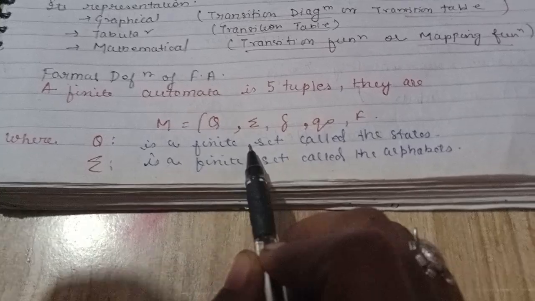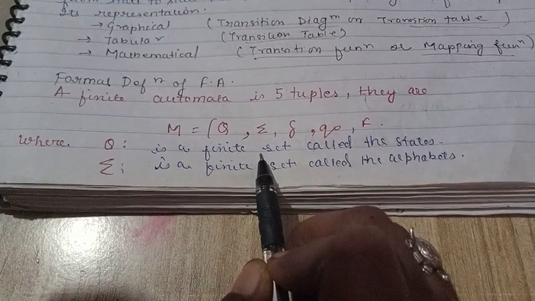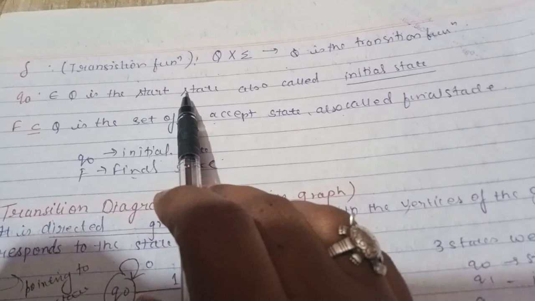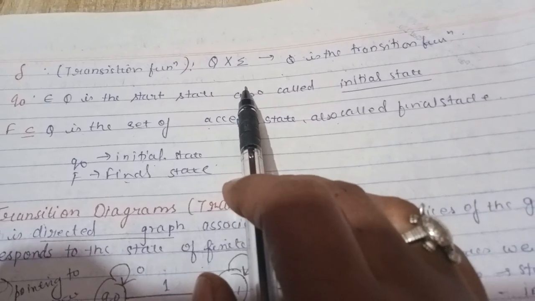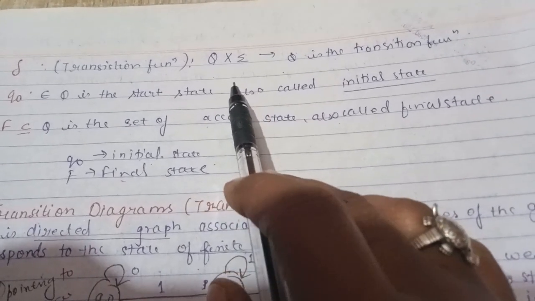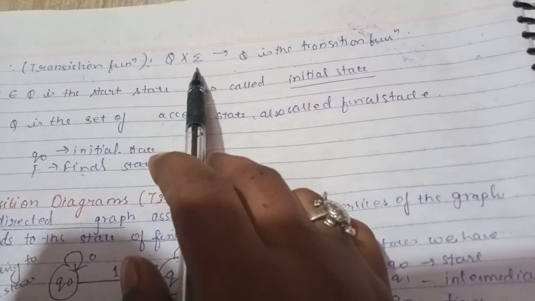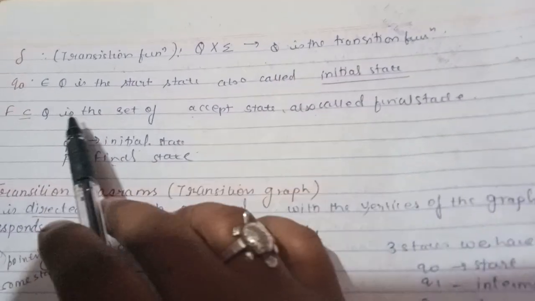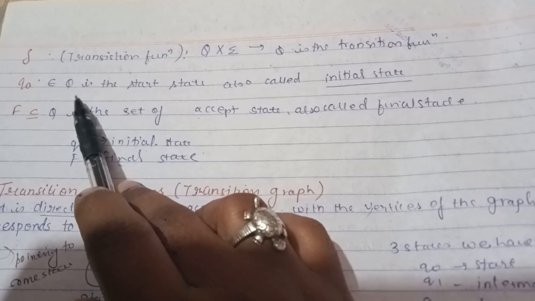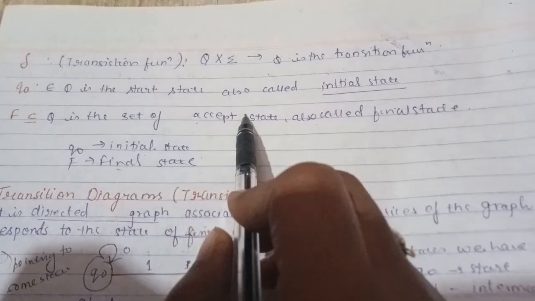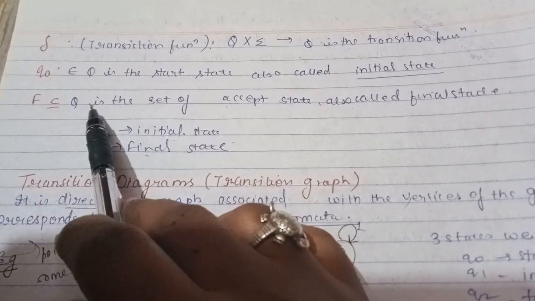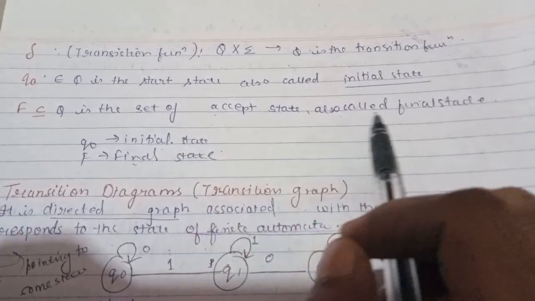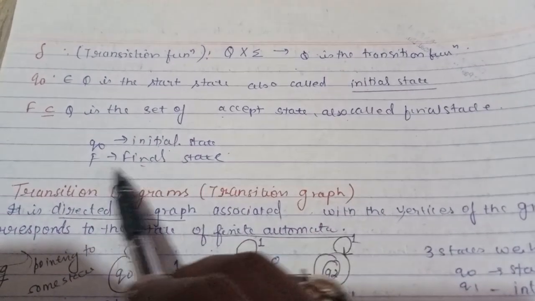Where Q is a finite set called the states, it is a set of states. Sigma is a finite set called the alphabet. Delta is the transition function, which is a function, therefore it is given by the product of Q and sigma, which gives the next state. Now q naught belongs to Q, that is set of states. It is a start state also called initial state. Now F, a subset of Q, is the set of accept states also called final states. Here q naught is initial state and F is final state.